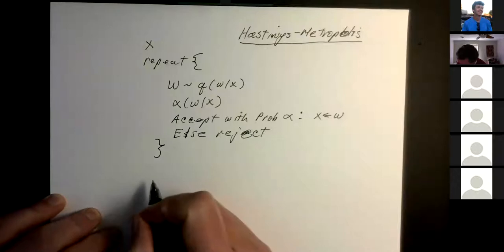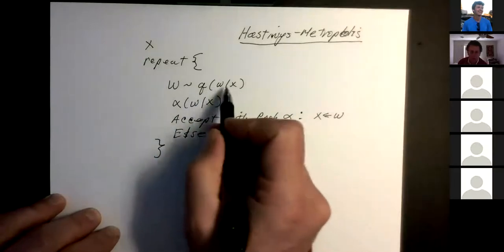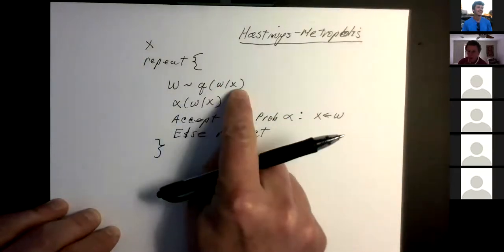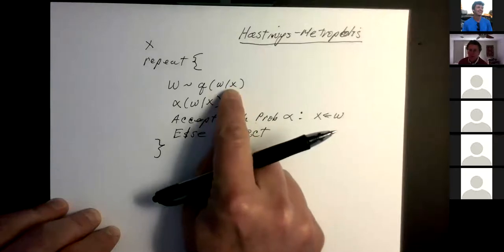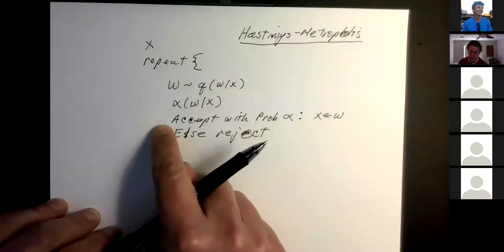basically what happens is that you can pick Q to be pretty much whatever you want. You have to pick Q so that you can eventually get to every state. Otherwise, the Markov chain you generate is not irreducible. In other words, remember, an irreducible Markov chain means that you can get to every state eventually.